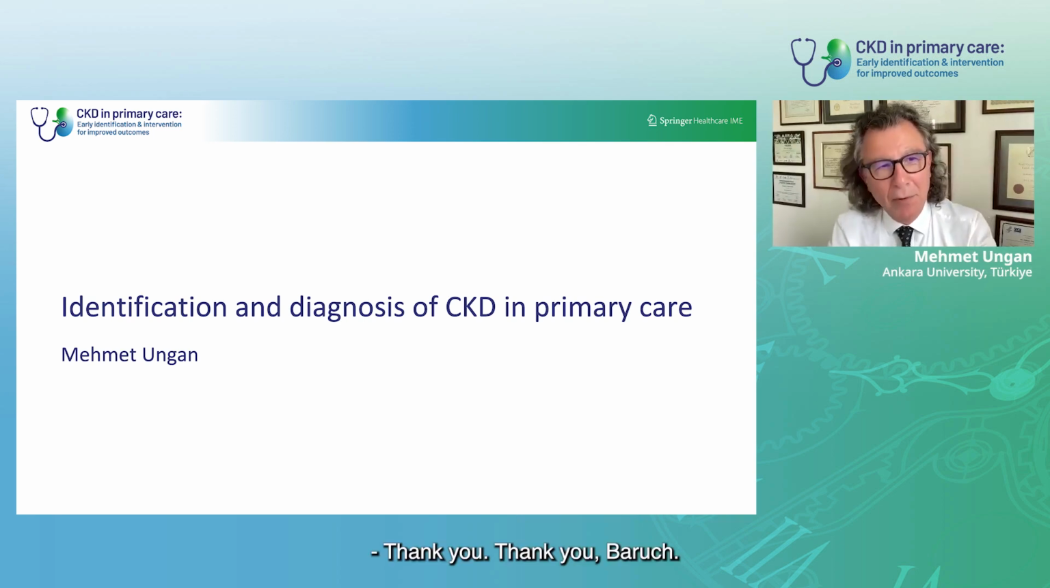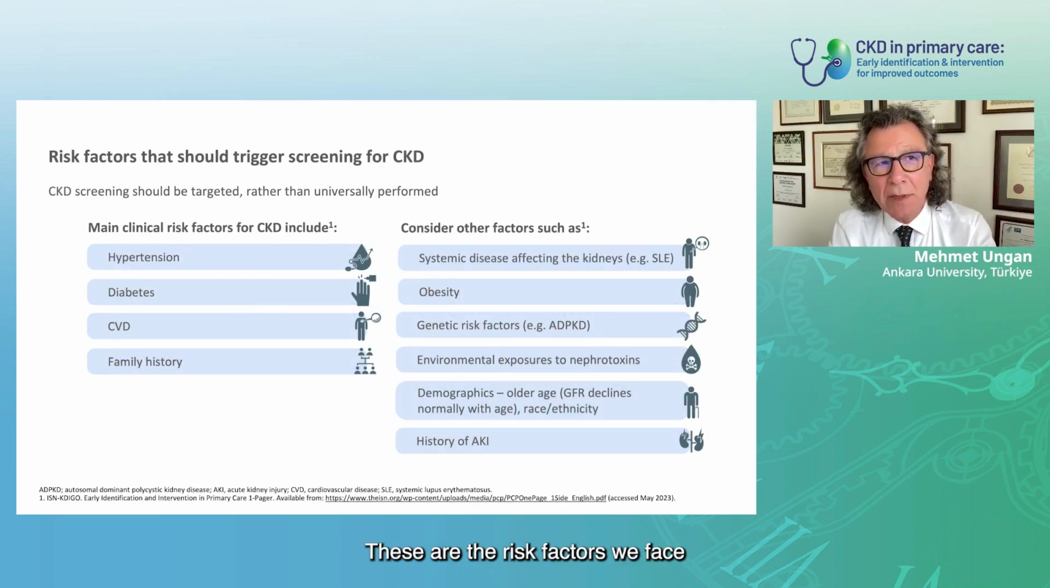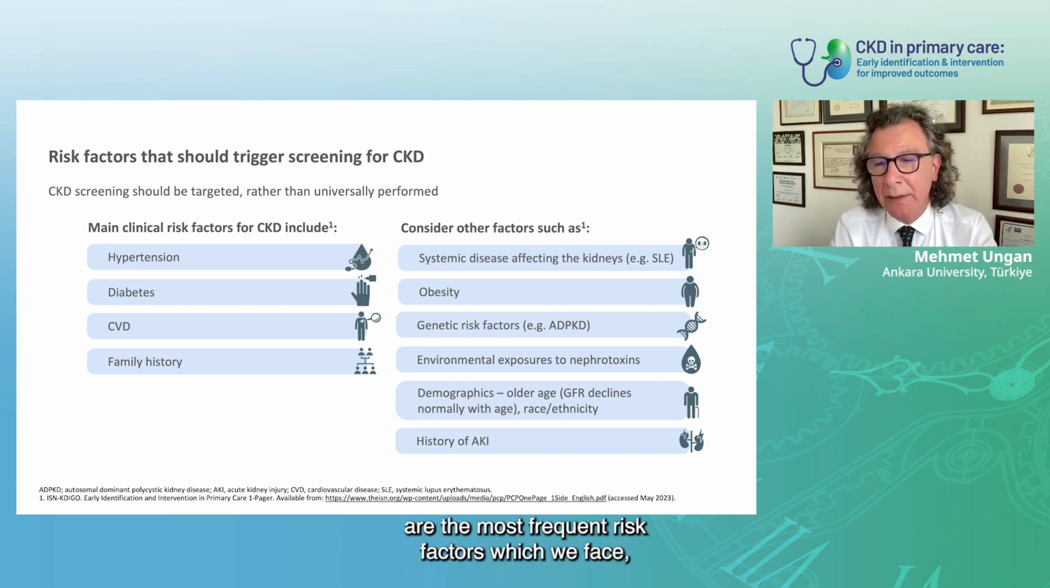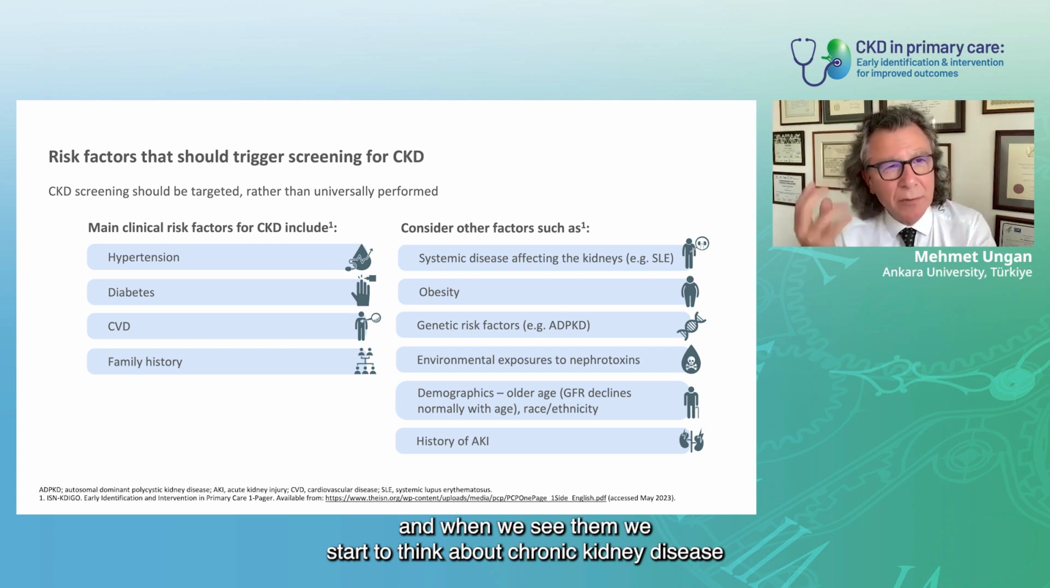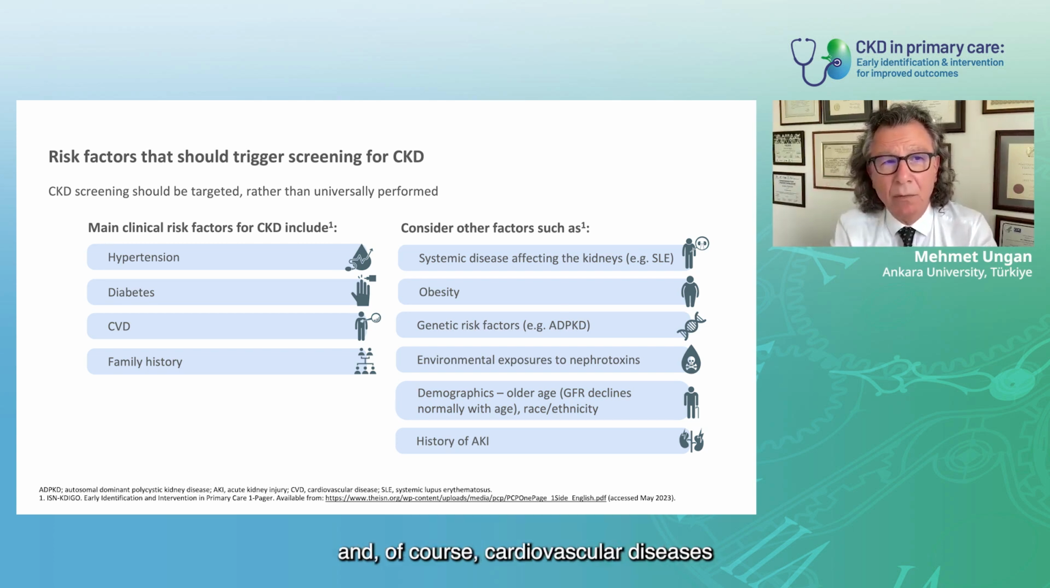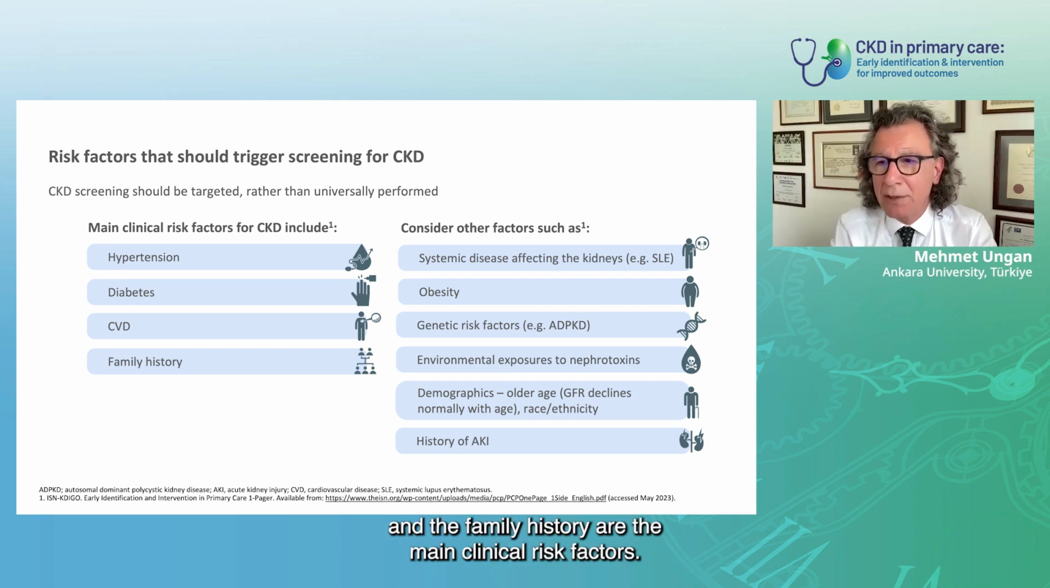Thank you, Baruch. I think we have to start with the risk factors that should trigger screening for chronic kidney disease. Those are the risk factors which we face during primary care consultations, and mainly hypertension and diabetes are the most frequent ones, and when we see them we start to think about it. And of course cardiovascular diseases and family history are the main clinical risk factors.